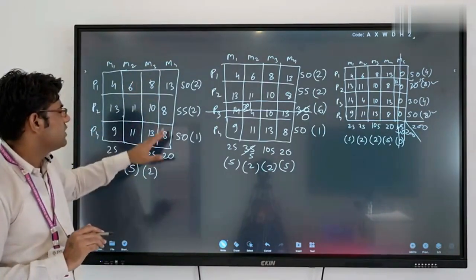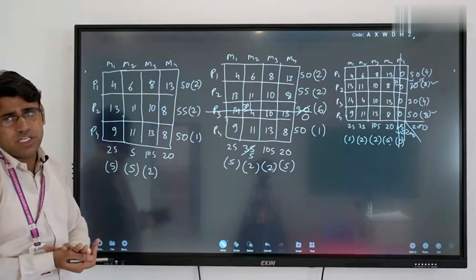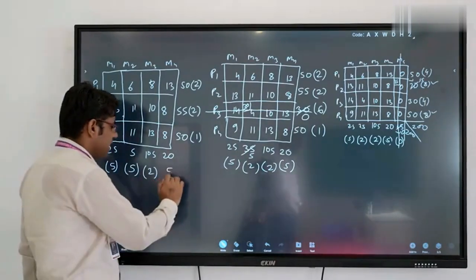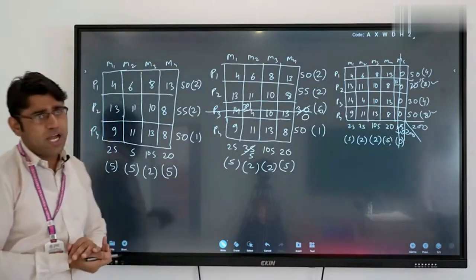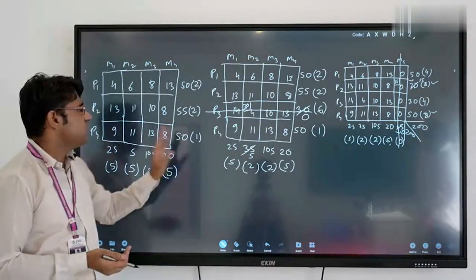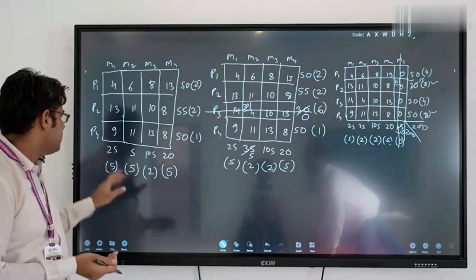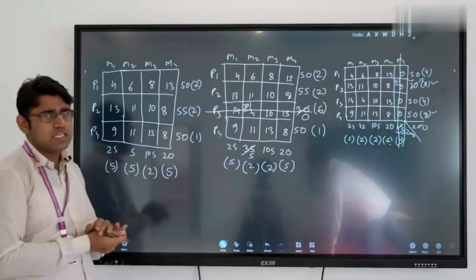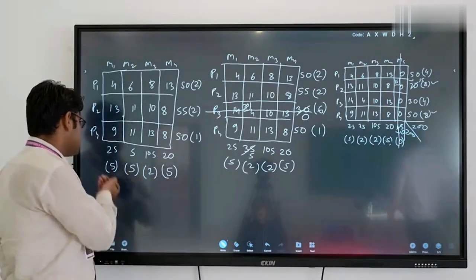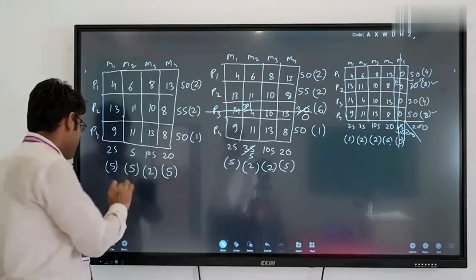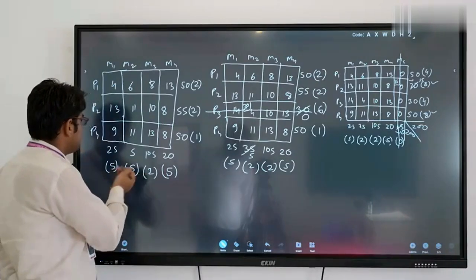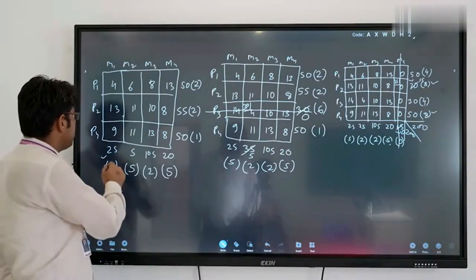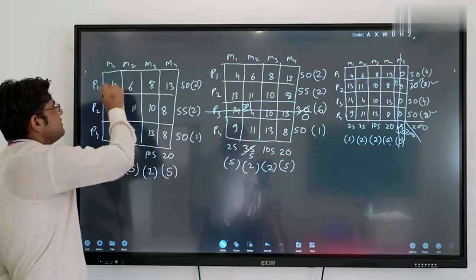In the next column, the smallest is 8 and the second smallest 13. So the difference of 8 and 13 is 5. So the penalty is 5 right here. Now we check the highest penalty. Here the highest penalty is 5, but 5 is in 3 places. So here there are 3 cases. In the first case, select any one of these 5s. So first we select this 5. So for this 5, now enter in this column.